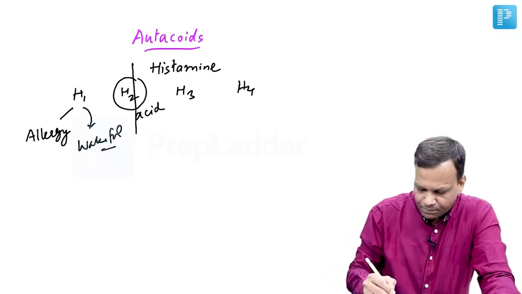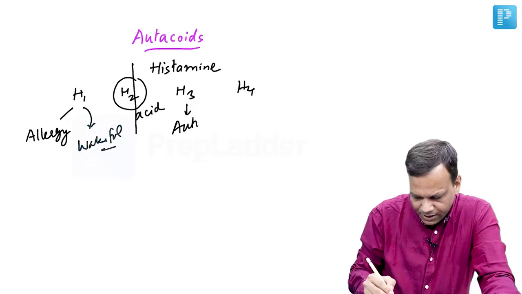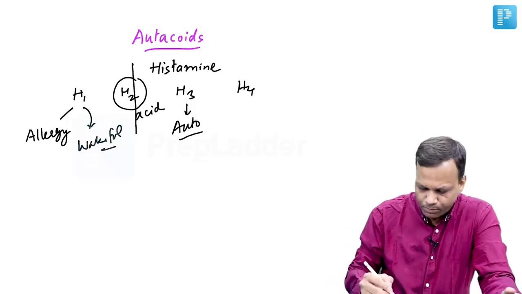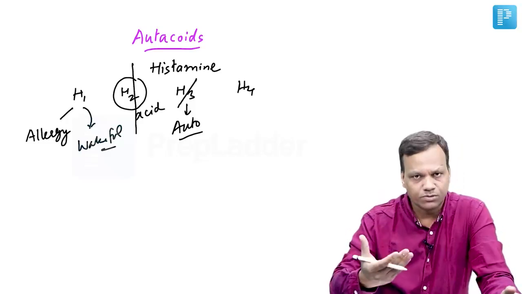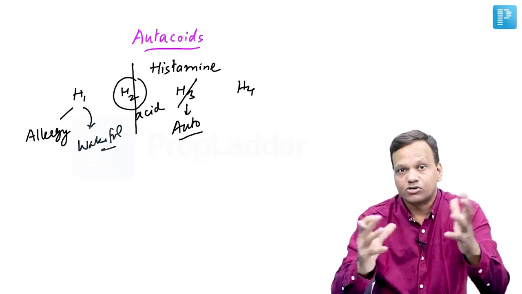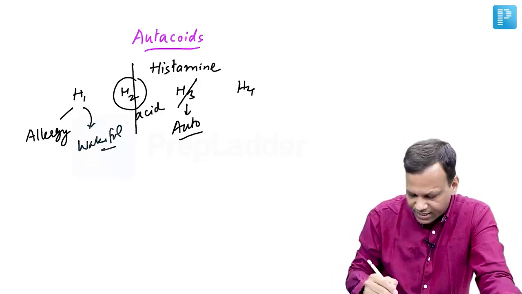H3 receptors, they are presynaptic autoreceptors. They inhibit the release of histamine. So if we block H3, histamine will be released more, and that can result in promotion of wakefulness. That means we can use the drug in narcolepsy.